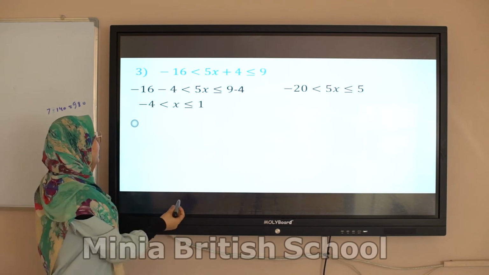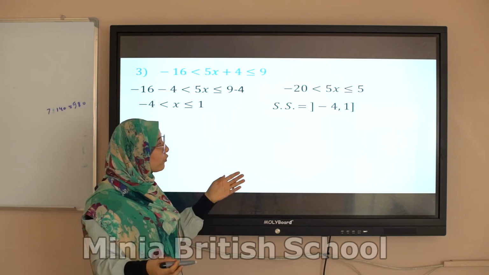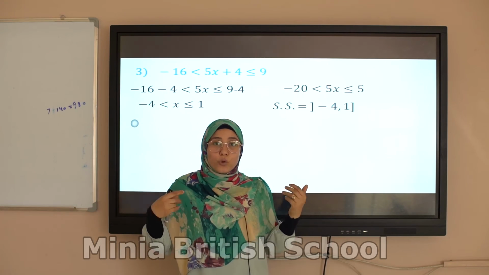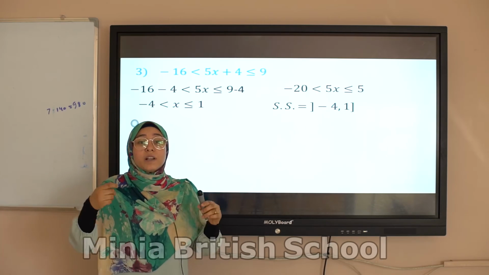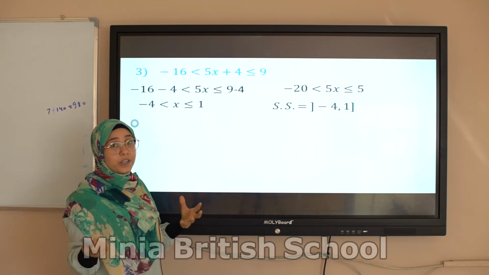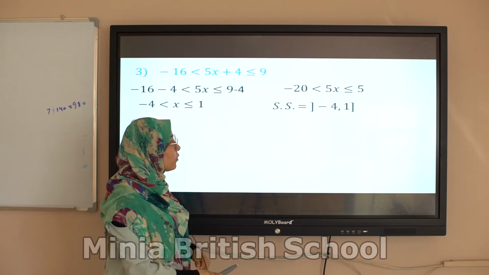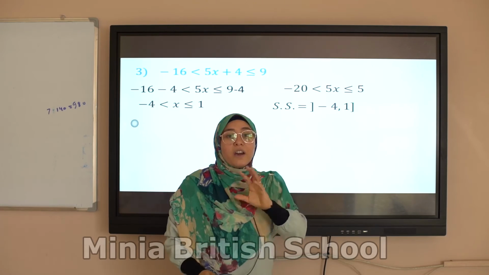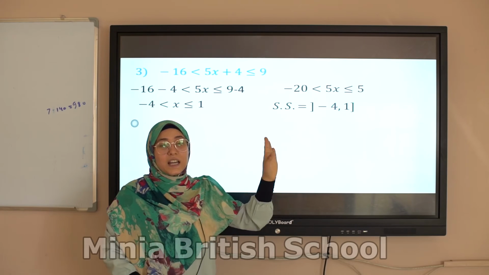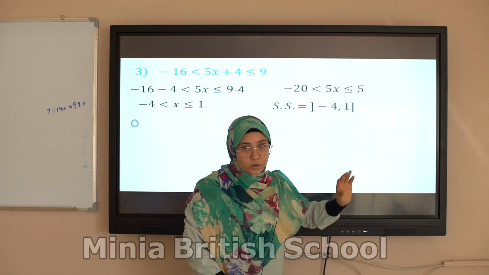Now, I have what? I have a half open interval, negative 4 and 1. And I said before, the smaller number must be written first in the interval, okay? The smallest number here, where is the smallest number? Negative 4 or 1? Negative 4. So I will write negative 4 first. So the solution set equals the half open interval, negative 4 and 1.